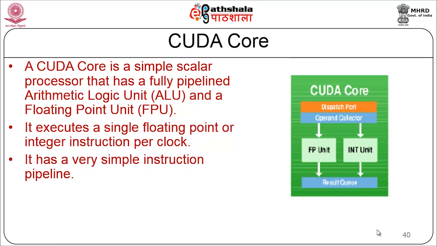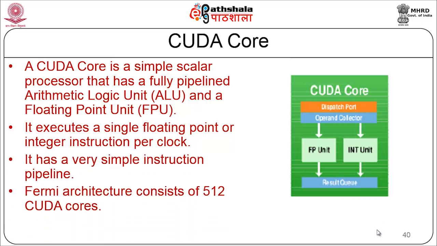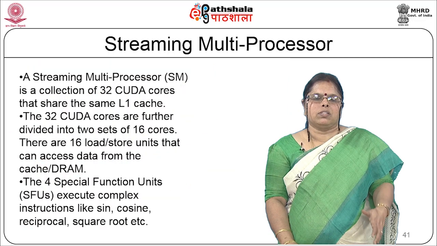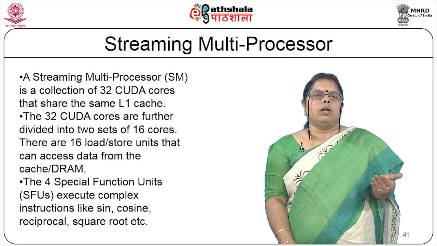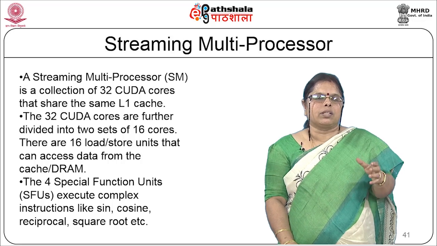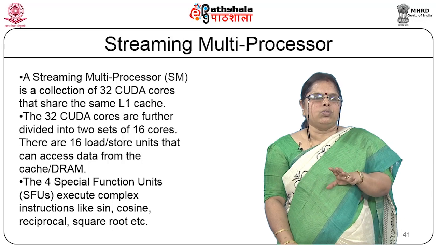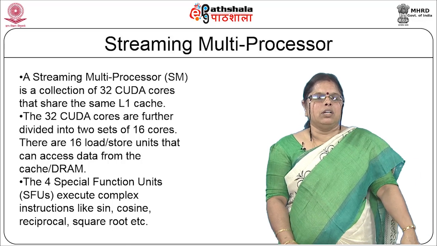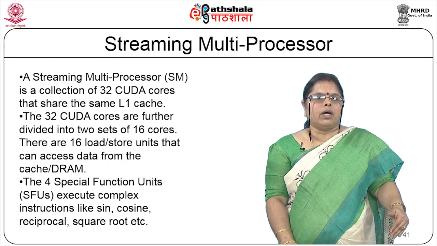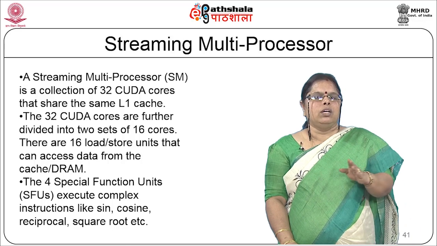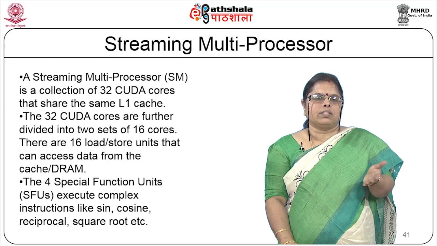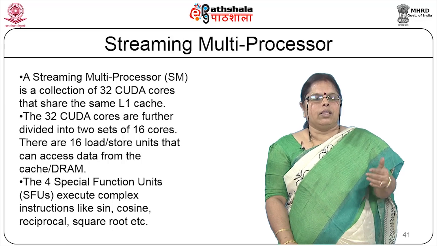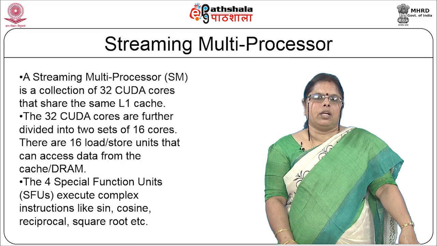It has a very simple instruction pipeline. And Fermi architecture consists of 512 such CUDA cores, as we discussed earlier. A streaming multiprocessor is a collection of 32 such CUDA cores that share the same L1 cache. The 32 CUDA cores are further divided into two sets of 16 cores. There are 16 load store units that can access data from the cache or the DRAM, and the 4 special function units execute complex instructions like sine, cosine, reciprocal, square root, etc.